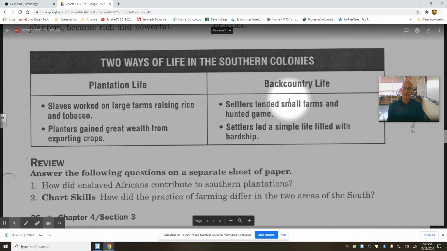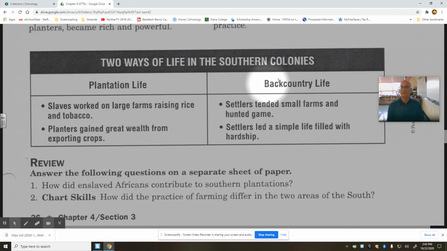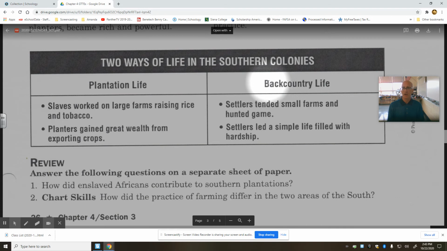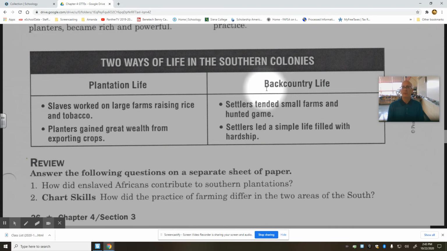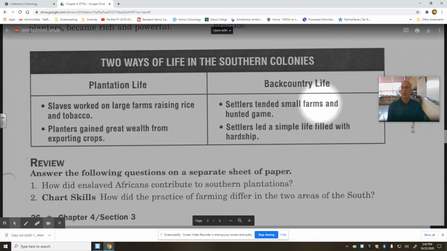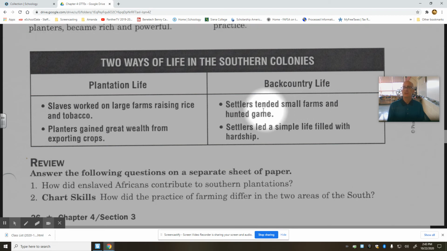Now, over to the right side of the chart, we've got backcountry life. How was life different in the backcountry, which would have been the woodsy areas of the South, away from the coastline, away from the large plantations? In the backcountry, settlers tended smaller farms and hunted game to survive. Some settlers might have a single or maybe two slaves, but generally speaking, white settlers in the backcountry tended their own small farms and hunted game.